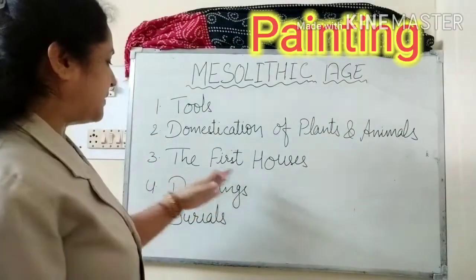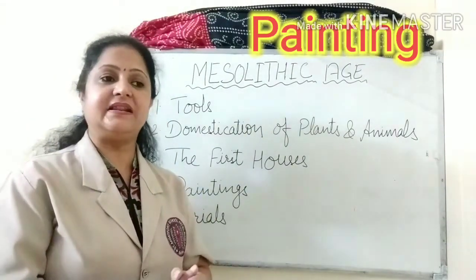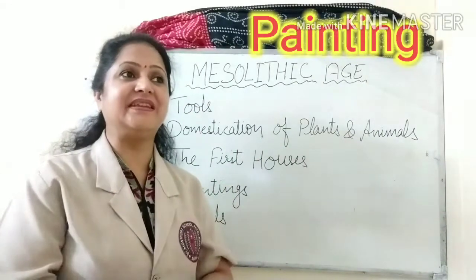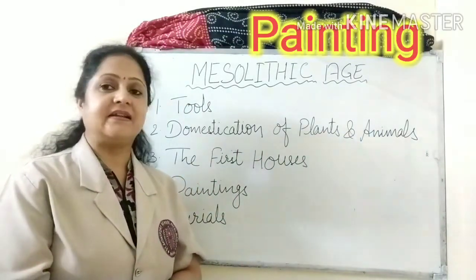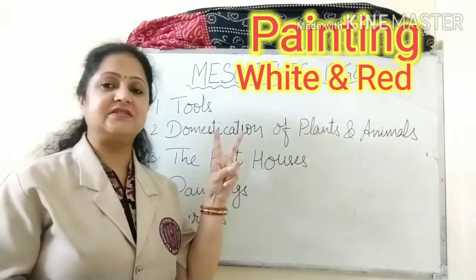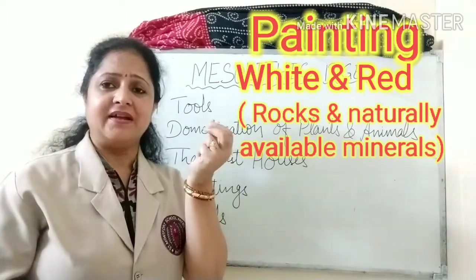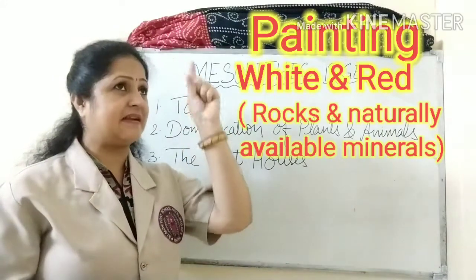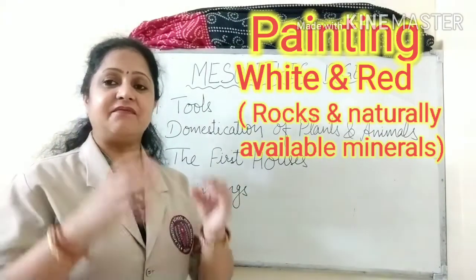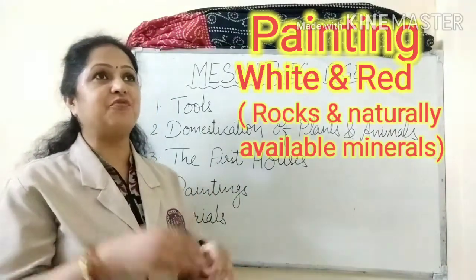So the next topic here is paintings. As I told you, during the Mesolithic age, man used to live in rock shelters as well as in caves. During his free time, he used to paint the walls of these rock shelters and caves. The colors mainly used by man at that time were white and red. He made these colors from rocks. He was crushing the rocks very hard and turning them into powder, and this fine powder he used to paint the walls. Not only that, he also used naturally available minerals, and with the help of those minerals he started making new colors and using them to paint the walls.